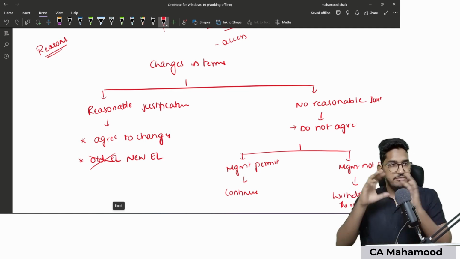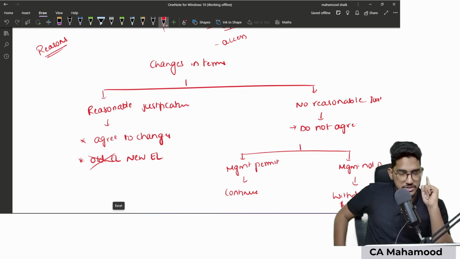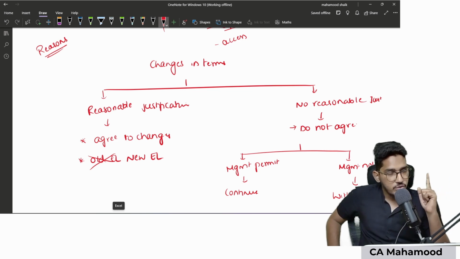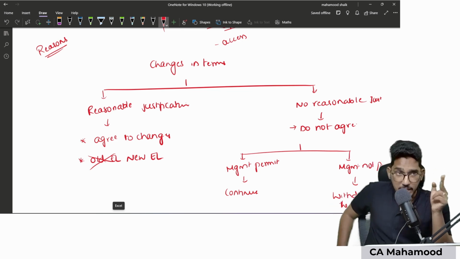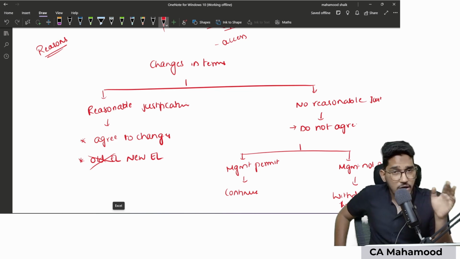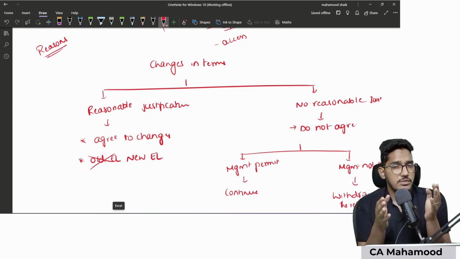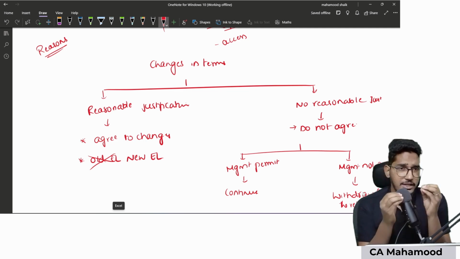So once again, in a quick revision: if there is a reasonable justification, agree, but draft the new terms and conditions in a new engagement letter. Number two, if there is no reasonable justification, do not agree to the terms. When you don't agree to the terms, if the management is permitting you to carry out the audit as per original terms, well and good, continue.